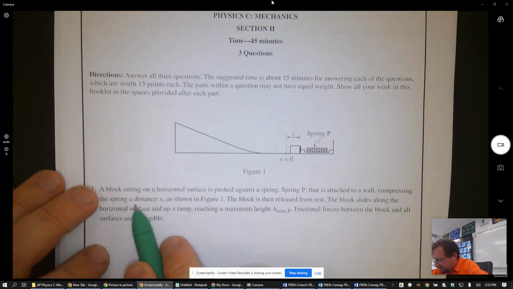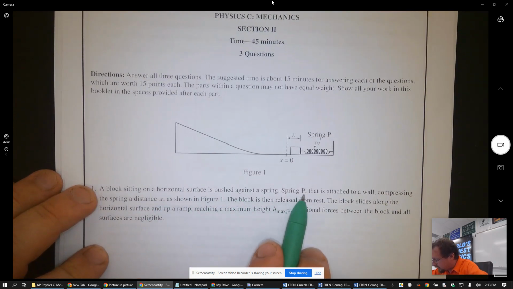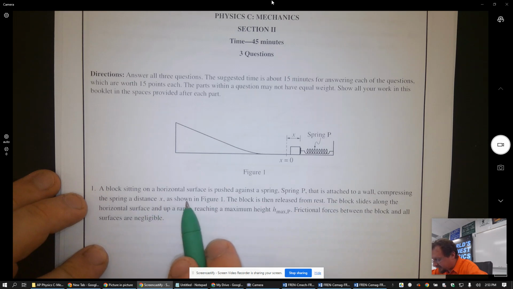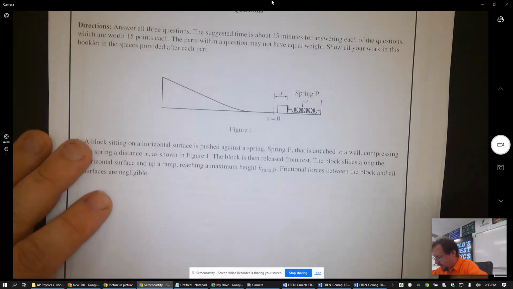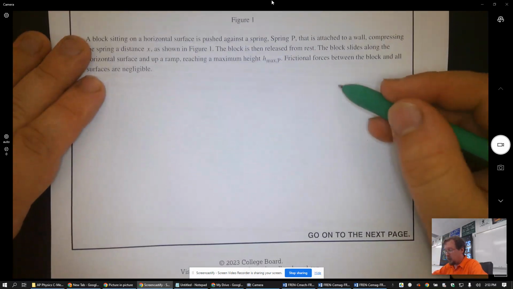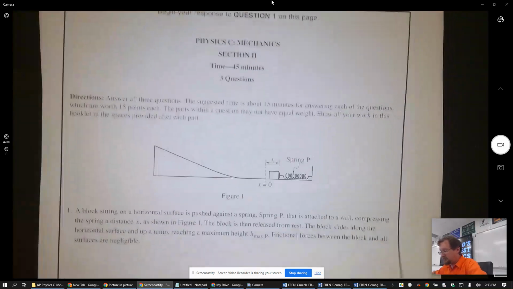Okay, a block sitting on a horizontal surface is pushed against spring P, which is attached to the wall, compressing the spring a distance X, as shown in figure 1. The block is then released from rest. The block slides along the horizontal surface and up a ramp to a maximum height H max P, with no friction. And okay, obviously we're environmentalists here. Look at all that well-used space right there.